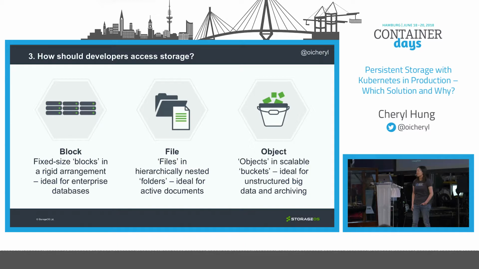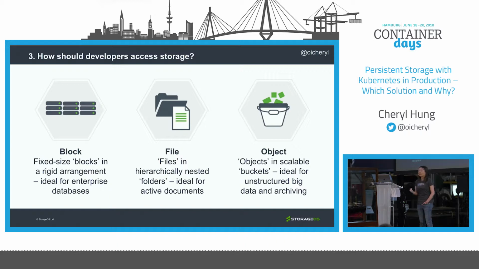Third question to ask yourself: how are my developers going to be accessing this storage? A quick storage 101 as well. There are 3 kinds of storage: block, file, and object store. Block storage accesses a fixed amount of storage at a particular location. So it's very rigid, but you don't usually access that directly. But it's particularly good for databases.